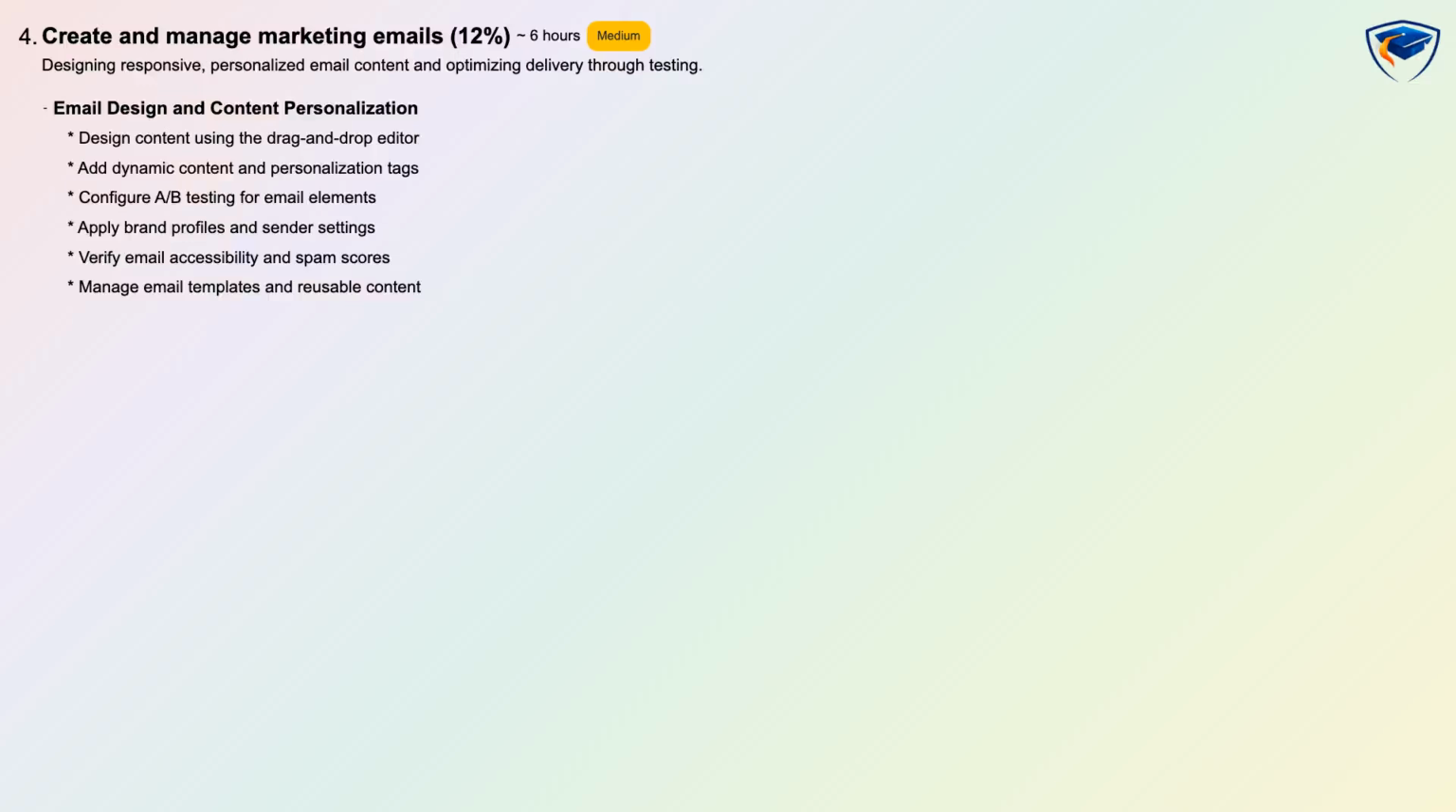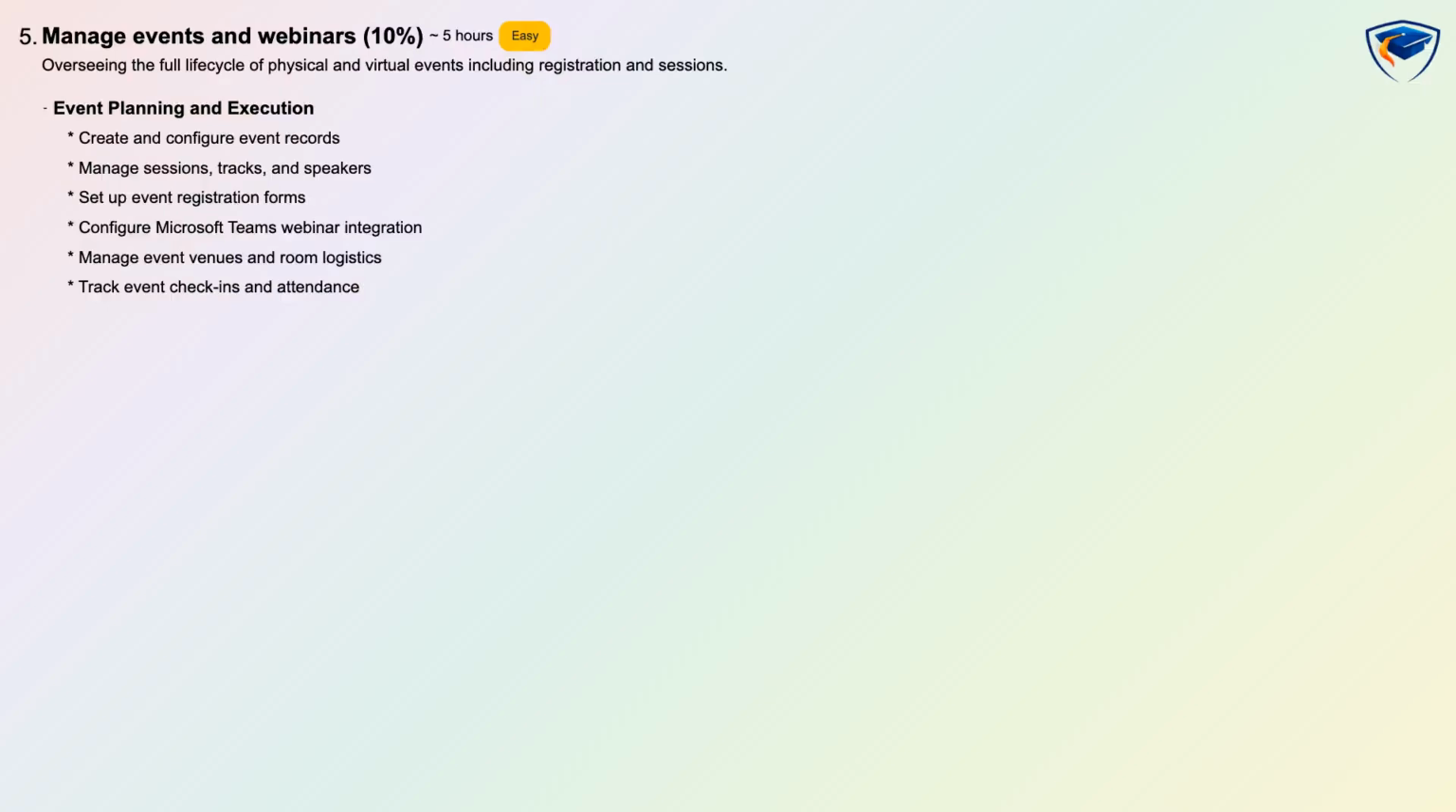scenario-based questions. In the fifth domain, Manage Events and Webinars, you will learn how to oversee the full life cycle of physical and virtual events including registration and sessions. This domain will take up 10% of the exam and will cover topics such as event planning and execution. You will learn how to create and configure event records, manage sessions, tracks, and speakers, set up event registration forms, configure Microsoft Teams webinar integration, manage event venues and room logistics, and track event check-ins and attendance. This domain is expected to take around 5 hours to learn and will be assessed through scenario-based questions.